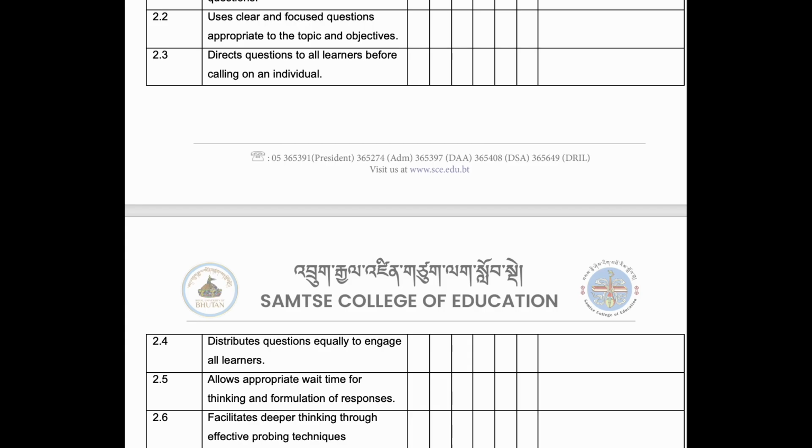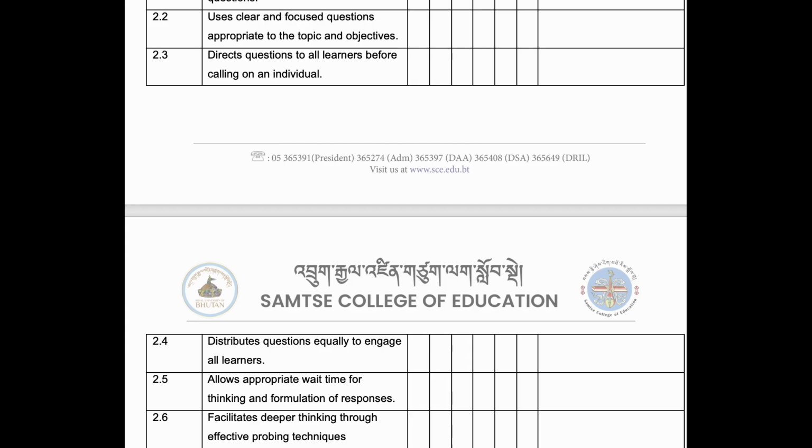Next, consider the quality of the questions. Are they clear, focused, and directly related to the lesson objectives? Observe how the questions are distributed. Does the student teacher ask the whole class before selecting a learner to respond? Are different learners given opportunities to answer rather than only the same few learners? Pay attention to wait time. After asking a question, does the student teacher allow learners enough time to think before expecting an answer? Even a few extra seconds can improve the quality of responses.